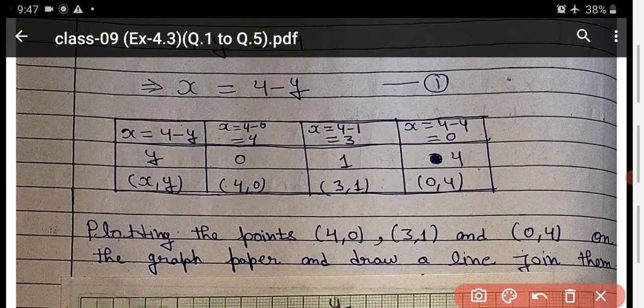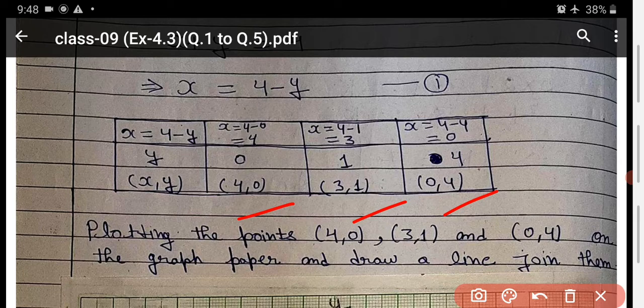In the table you have to write x first, then y, and then x comma y. If in place of y you put 0, what is the value of x? You will get 4. So you write 4 comma 0 here. And if in place of y you put 1, it becomes 4 minus 1, that is 3. So it becomes 3 comma 1. In place of y, if you put 4, then 4 minus 4 you will get 0. So the coordinates become 4 comma 0, 3 comma 1 and 0 comma 4.